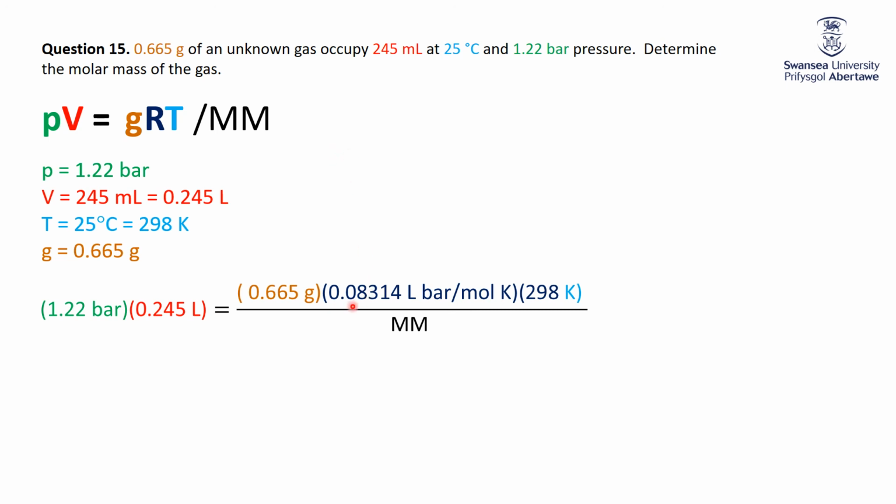I happen to know that liters and bar is 0.08314, so I use that. Multiply it through. Molar mass 55.1 grams per mole.